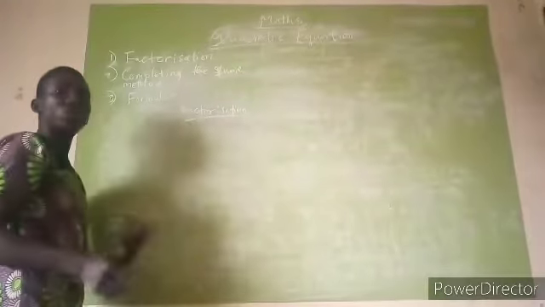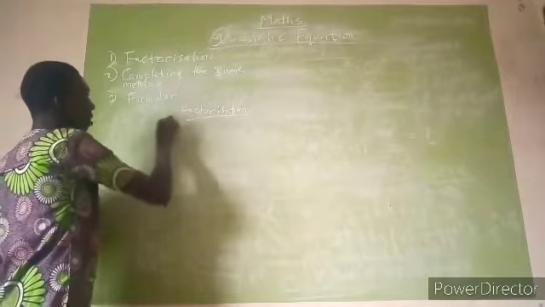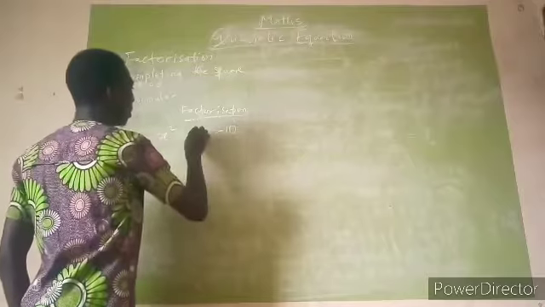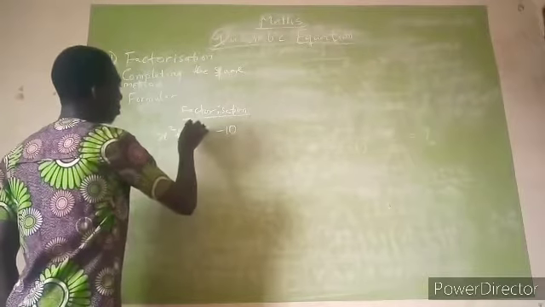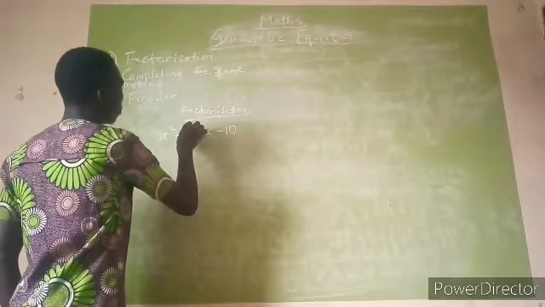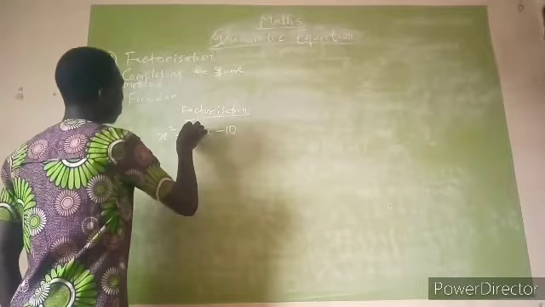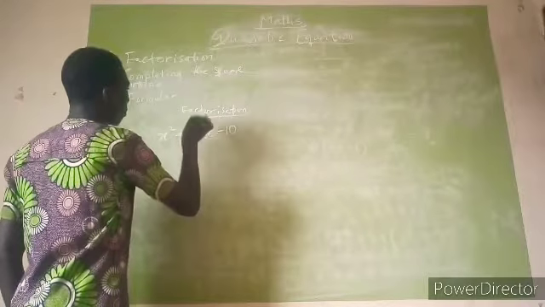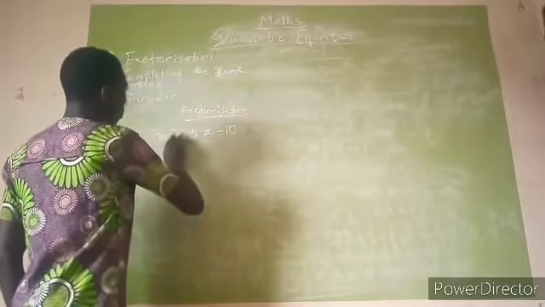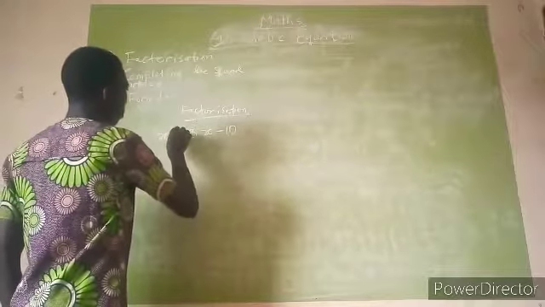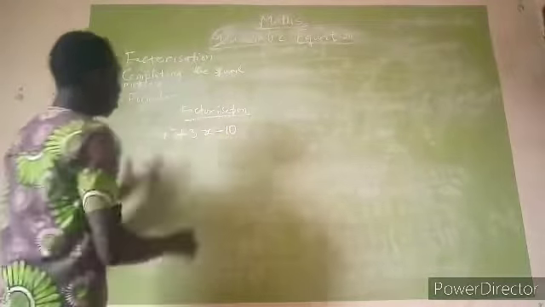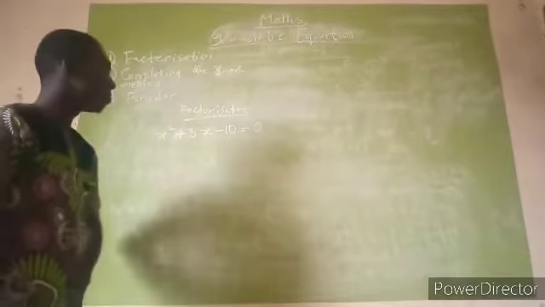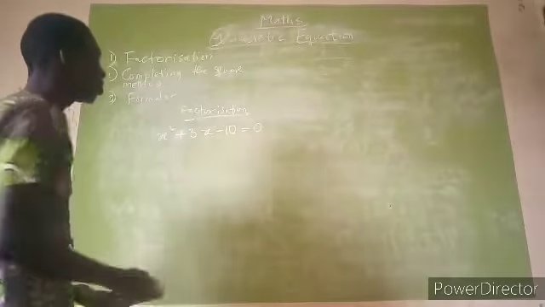Now let's just treat a question. Okay, now let's assume we are given this equation: x squared plus 3x minus 10 equals 0. How do we make use of the factorization method?